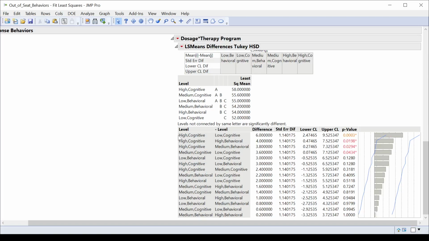Now let's consider this first row here. This is comparing high cognitive to the low cognitive. That has a difference of 6. That's 6 on average. The difference between these two groups is 6. This is again out-of-seat behaviors. That is statistically significant. So I do have a difference between high cognitive and low cognitive.